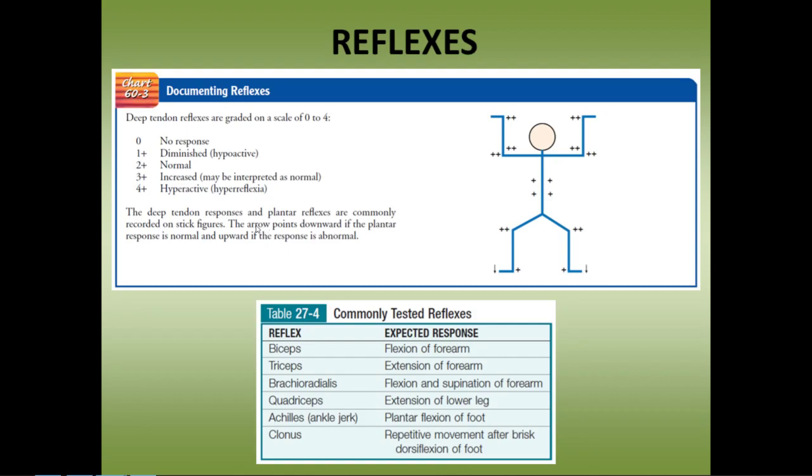So we have here what are the expected or the normal responses for each reflex. For the biceps, there should be flexion of the forearm. For triceps, there should be extension of the forearm. For your brachioradialis, that would be flexion and supination of your forearm. Quadriceps, that would be extension of lower leg. Achilles would be plantar flexion of the foot, and clonus would be repetitive movement after brisk dorsiflexion of the foot.